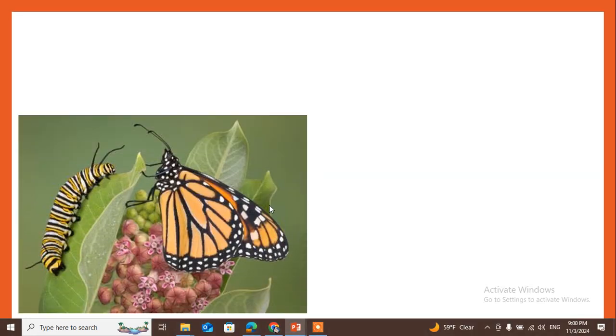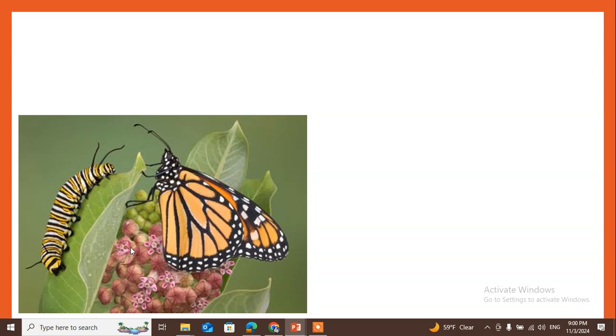Now I want you to look at this picture. This is an adult butterfly and this is its baby. Odd, right? They are very different. They have different features, different body parts. This adult butterfly has wings and 6 legs. This caterpillar or larva, it has many legs and it doesn't have any wings.